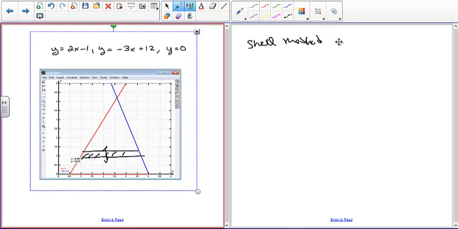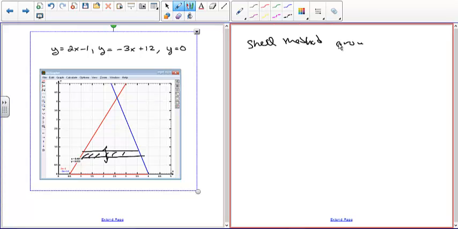So the shell method around the x-axis, and the equation for that is the volume is 2 pi times the integral from c to d of p of y times h of y times dy. And then we'll use the washer method around the y-axis.